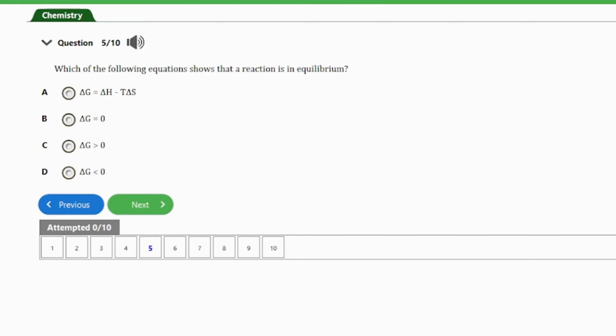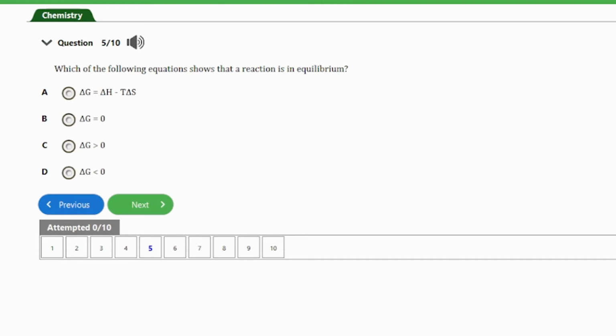That's question number 5. It says, which of the following equations shows that a reaction is in equilibrium? A delta G is equal to delta H minus T times delta S. B delta G is equal to 0. C delta G is greater than 0. And D delta G is less than 0. So guys, the answer to this question is option B. That's delta G is equal to 0.